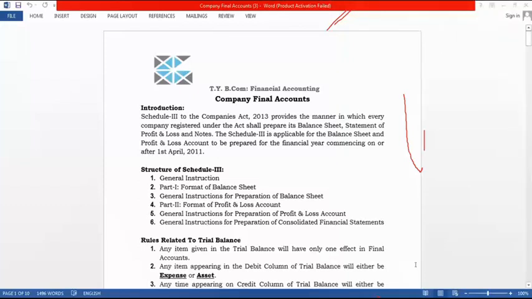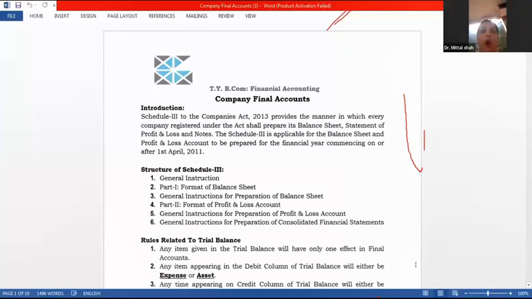Yes, ma'am. Final account is the easiest chapter. All your past years' concepts are the same. No one can change any concept because these are given by the ICAI. The accounting standards are the same everywhere. The only thing is the writing way can be different here.